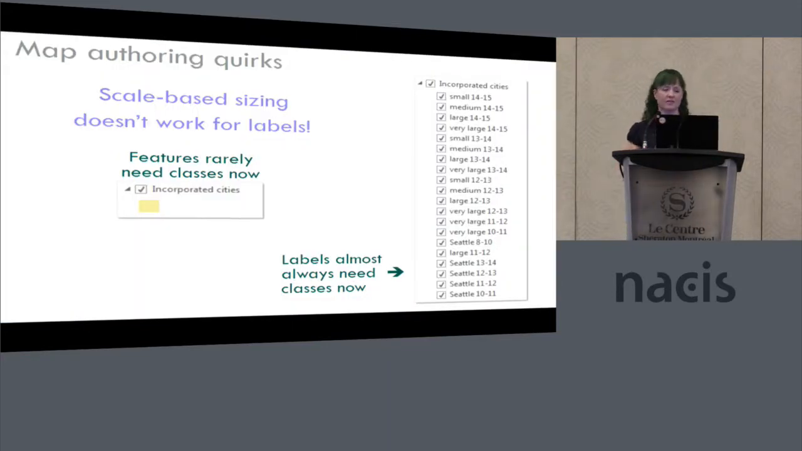Scale-based sizing is wonderful. Usually you just need one layer for your features and no classes a lot of the times. However, this feature doesn't exist for labels right now. So you need a lot of label classes. This is just an example of one of my layers with a lot of label classes for different sizes of cities at different zoom levels. On top of that, you can't copy the parameters from one label class to another as you can in ArcMap. And you can't reorder this list. So setting up labels can be a little tedious. This is a big reason why you should lean on using imported styles, because that speeds things up.